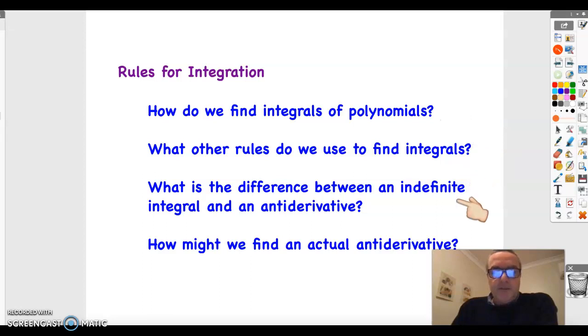In the second part of the video, we had a look at applying indefinite integrals to find an antiderivative, and we've had a bit of a discussion about when we use those terms, indefinite integral and antiderivative.